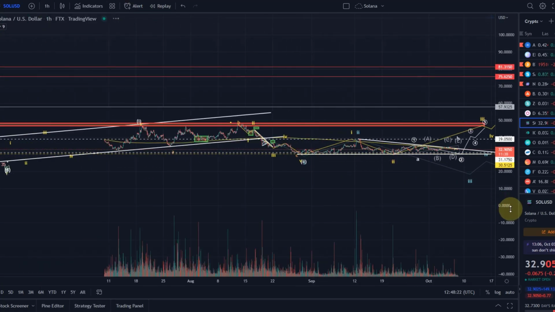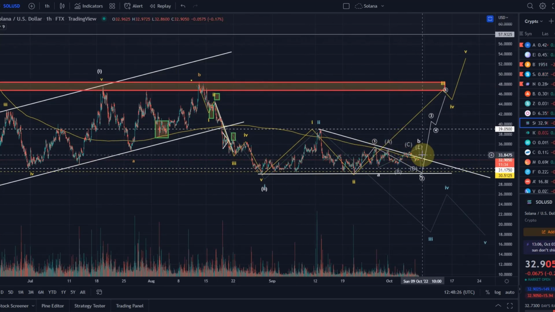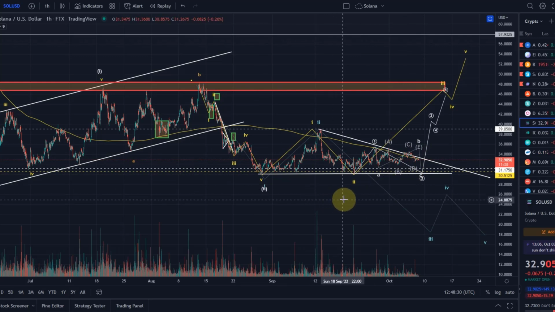The hourly chart still doesn't really give us a lot of new clues. Still, the chart appears to be frozen. We've been in this current price range for weeks. I made an update yesterday. There isn't too much news here.